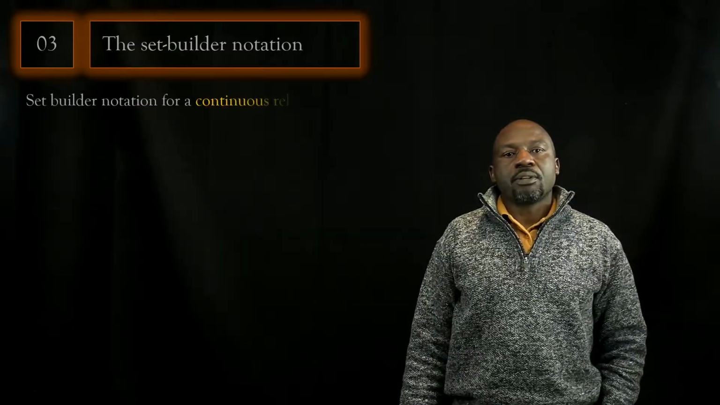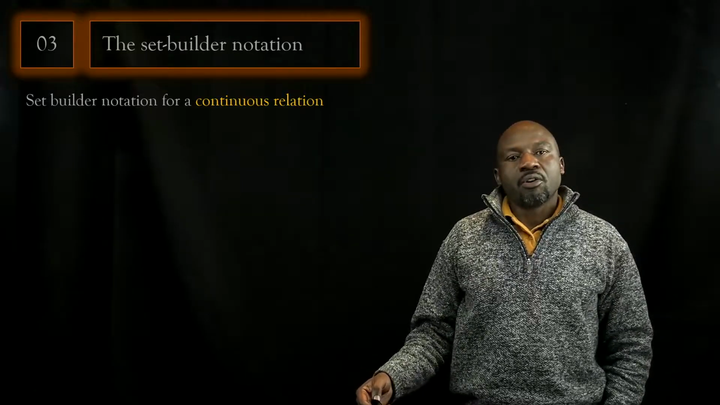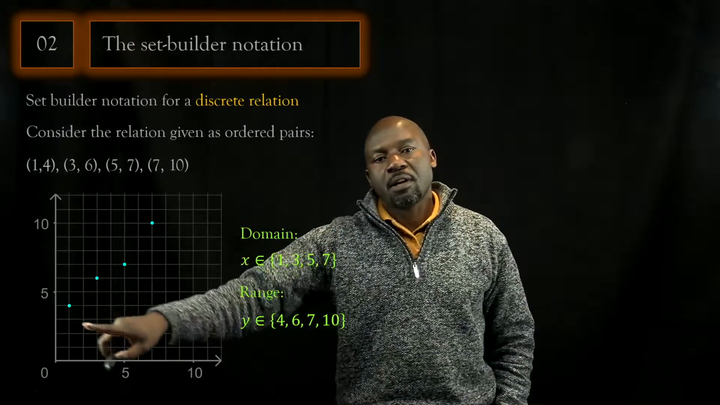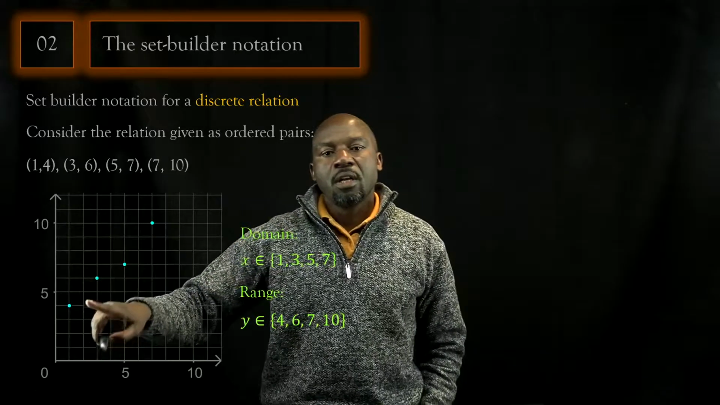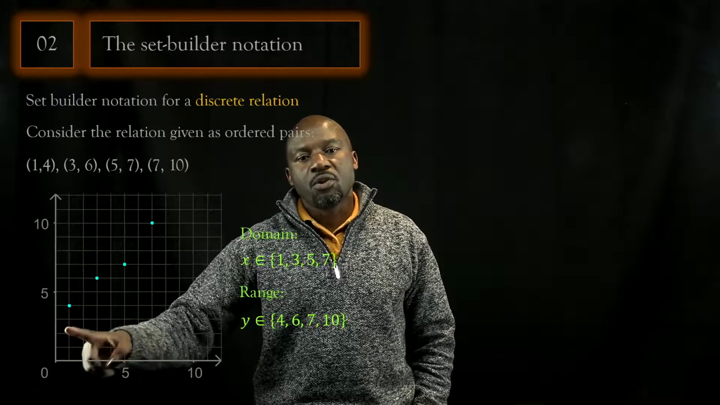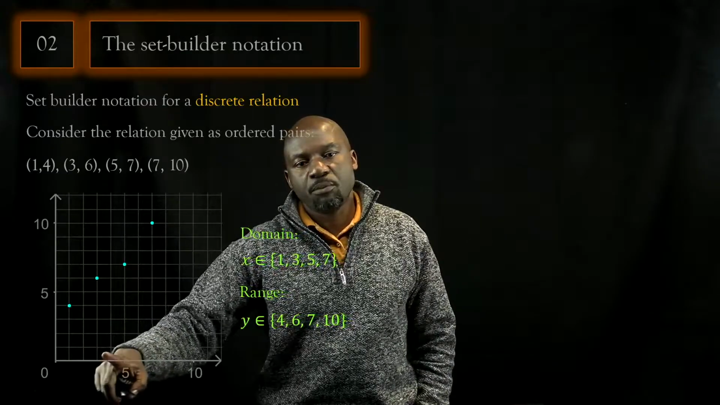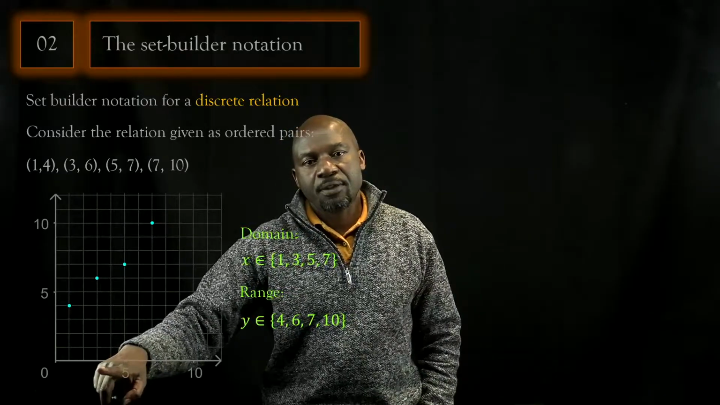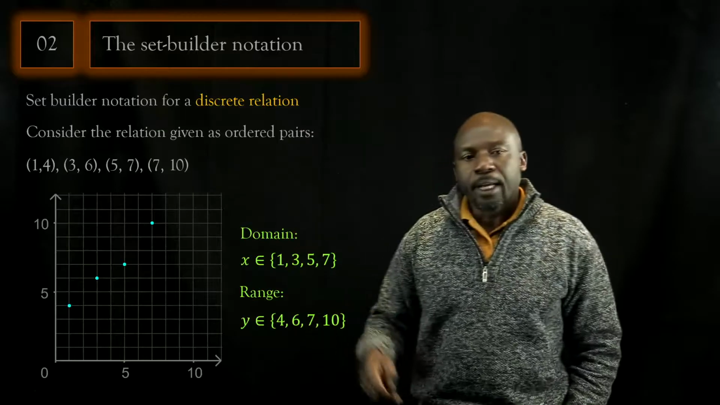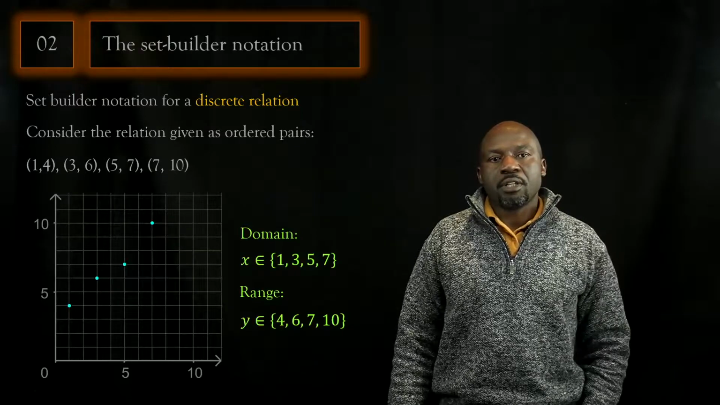Now let's define the set builder notation for a continuous relation. What's the difference between a continuous and a discrete relation? The graph we had here is a graph of a discrete relation, because the values of x and y are distinct numbers. We don't have all values: x is 1, and nothing else in between until we have 3, and nothing else in between until we have a 5 again. So they are countable numbers, and that makes it a discrete relation.